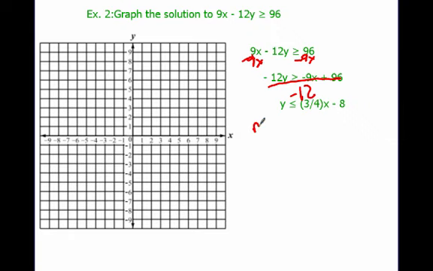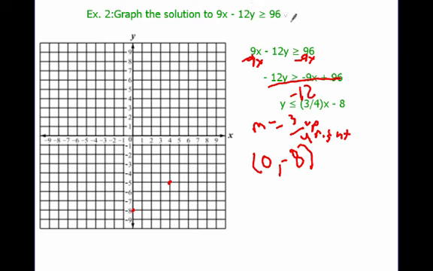I know my slope is 3/4, and I know I have the point 0, -8, and I use this information to graph. So I'm going to first start here. Here's 0, -8. All right, and now I know that this is 3 up and 4 right. So I can go up 3, 1, 2, 3, and 4 right, 1, 2, 3, 4. Gives me the point 4, -5. Now that I have 2 points, I can draw my line.